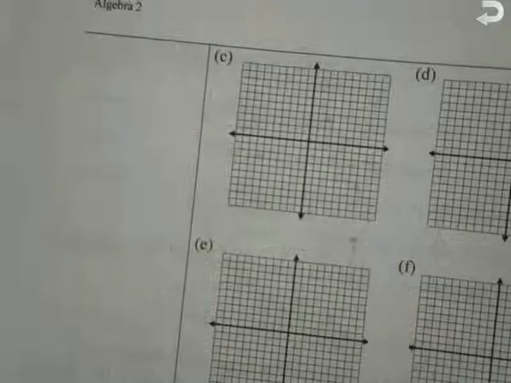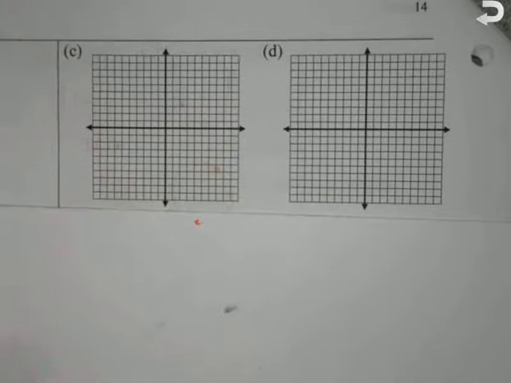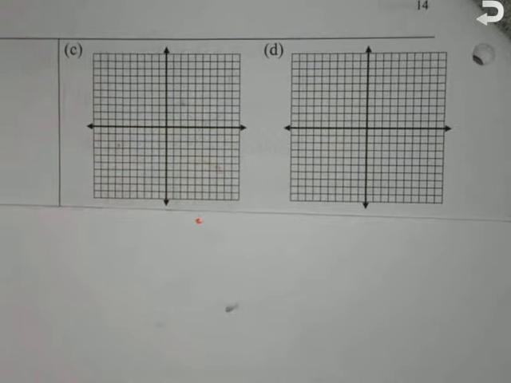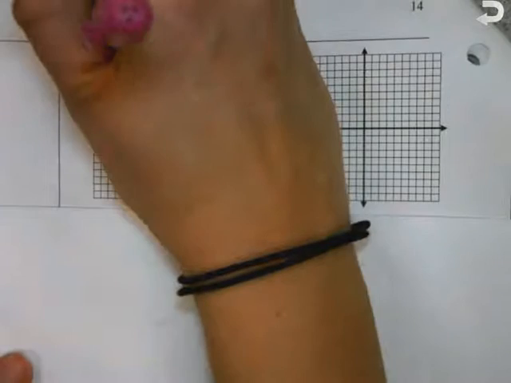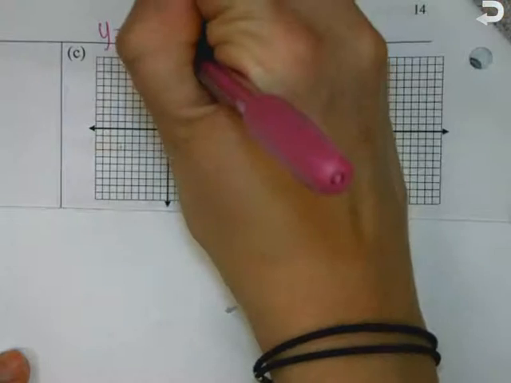We're going to practice with 2 more. You still have little graphs in the back. Part C, let's graph y equals x plus 2 squared plus 4.